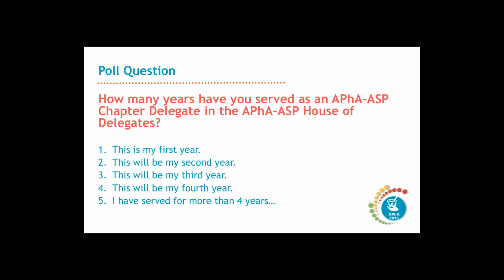Keith, what are our results? Sure. So an overwhelming 83% said this is their first year for our delegates, followed by 17% that said they're coming back for a second year. There are no third, fourth, or more than 4 years. Well, that's exciting. We have quite a green bunch here, but hopefully we have all of the information they need on this webinar and all of the information on the House of Delegates website in order to make sure you all are set for your first time in the APhA-ASP House of Delegates.